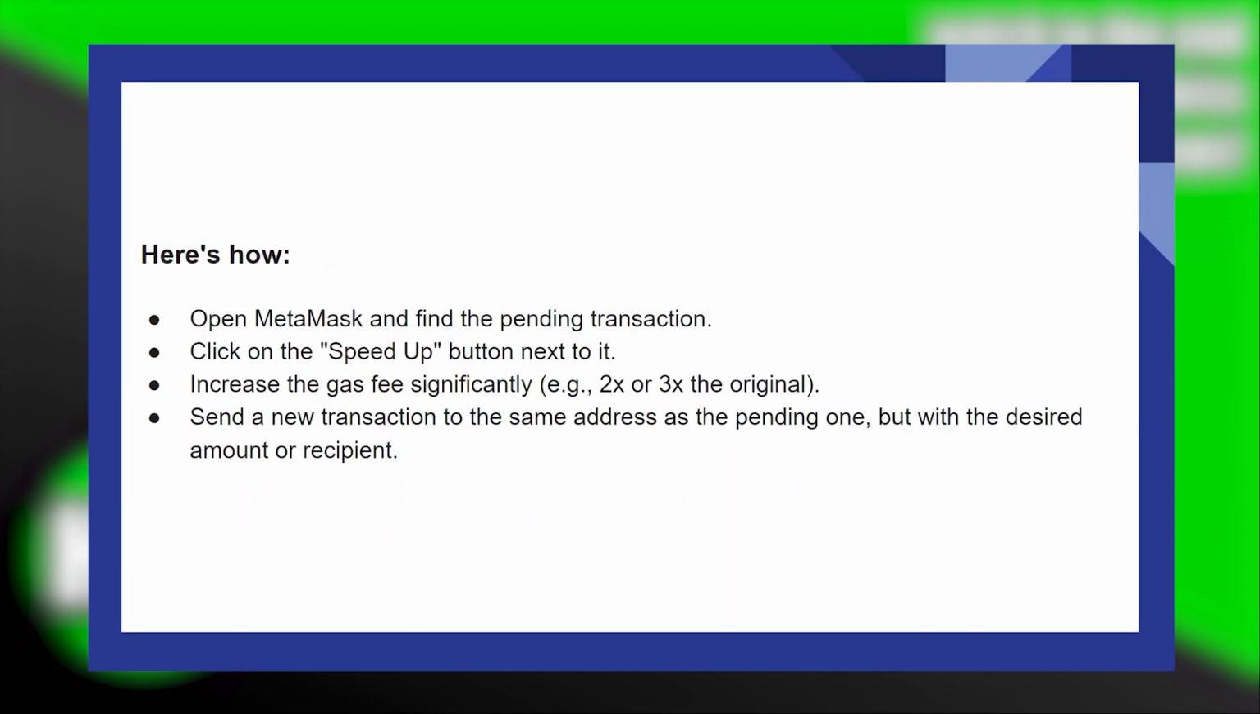To do it, open Metamask and find the pending transaction. Click on the speed up button next to it. Increase the gas fee significantly, for example 2x or 3x the original. Send a new transaction to the same address as the pending one, but with the desired amount or recipient.